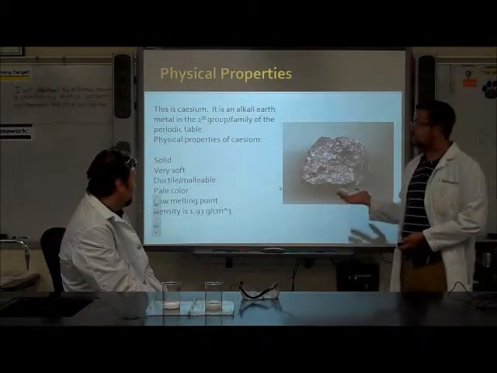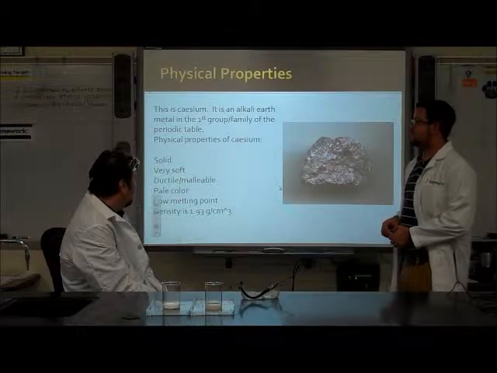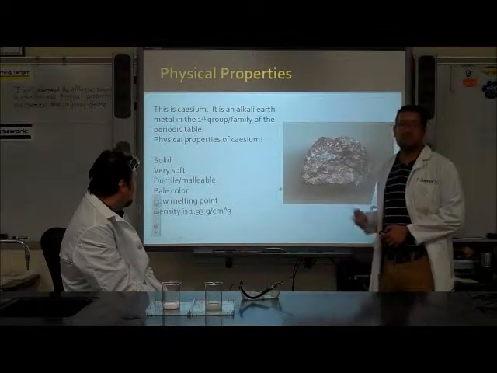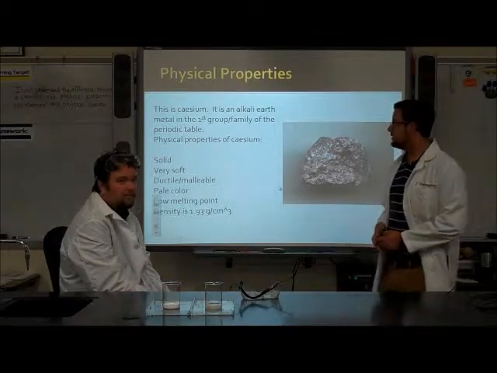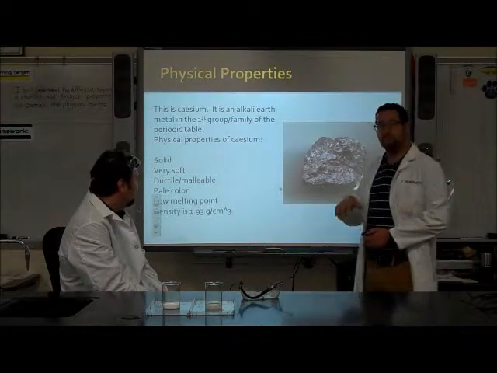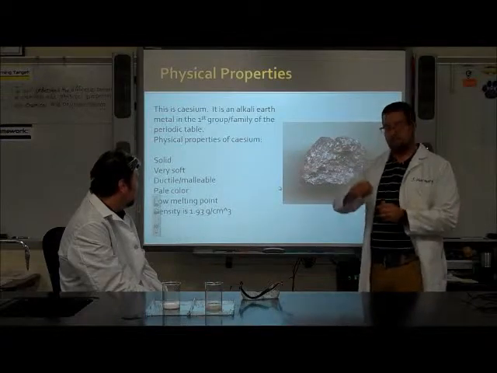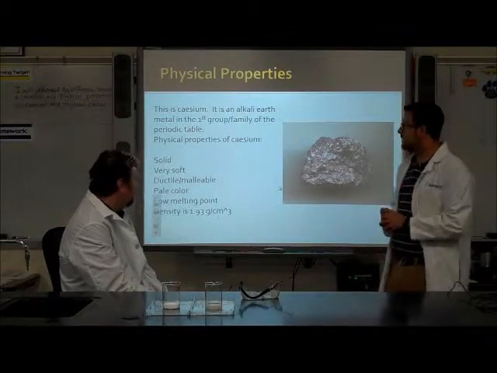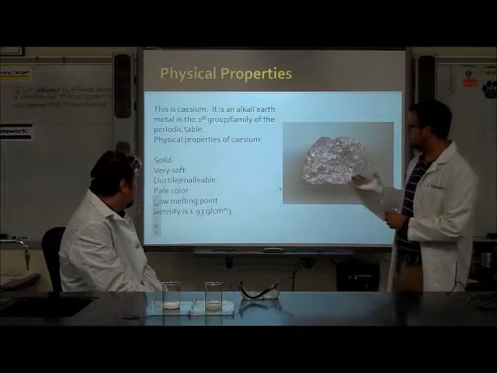It's obviously solid. It's very soft. Ductile and malleable. Now these are two words that we've talked about before. Ductile, remember, means you can pull it into a wire shape, and malleable means you can change its shape or mallet it out. Hammer it out. It's pale in color, as you can see.